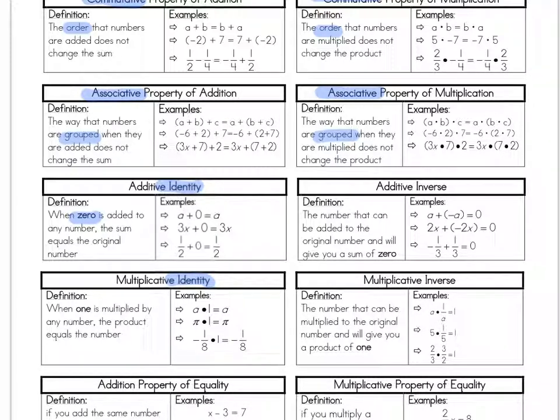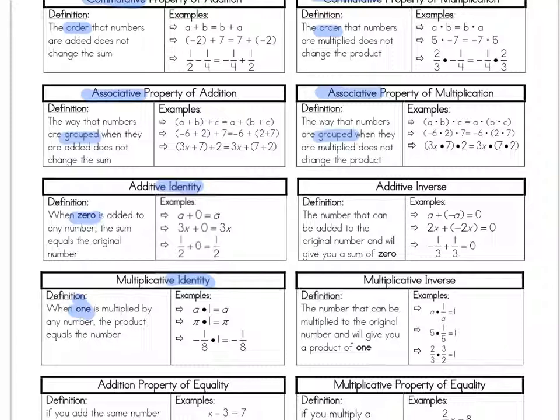Now the multiplicative identity is a little bit different, because if we multiplied something by 0, we actually would get 0 as the answer instead of itself. So when 1 is multiplied by any number, the product is equal to the number you start with. So a times 1 is a, pi times 1 is pi, negative 8 times 1 is negative 8. So the identity basically means that the number is going to remain unchanged.